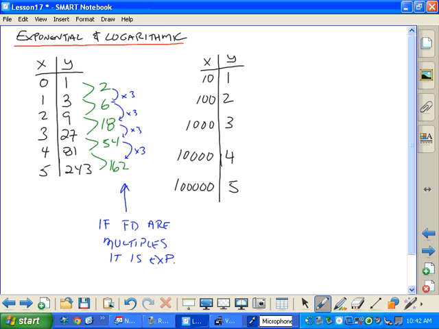And then logarithmic, if you take a look right away here, I had to set it up this way because if I don't, I get decimals. So 1, 1, 1, 1. But if you look at here, we have times 10, times 10, times 10, times 10. So the x values are actually the multiples, and the y values are values of 1. It's the reverse of the exponential. So there are your patterns.